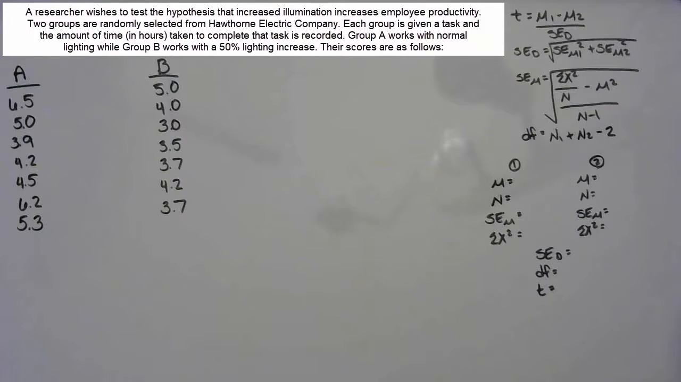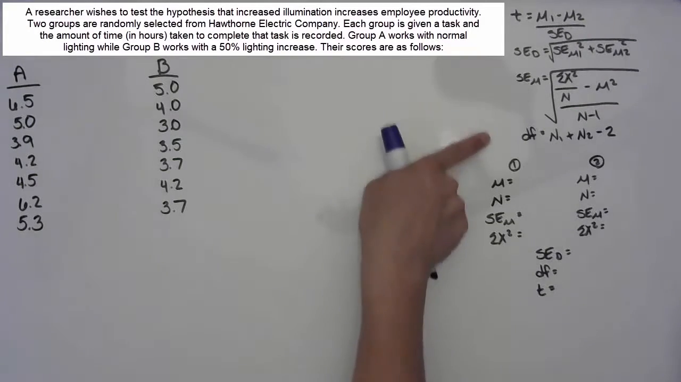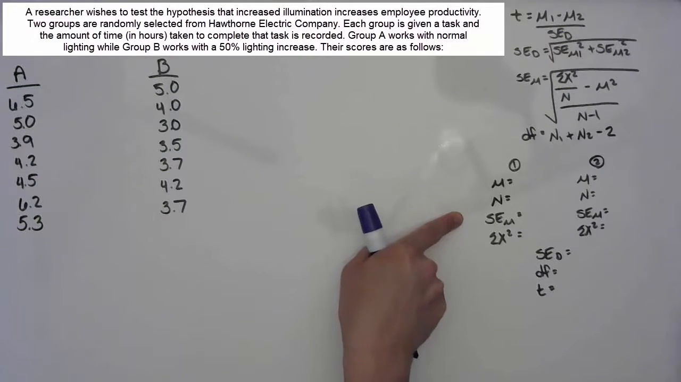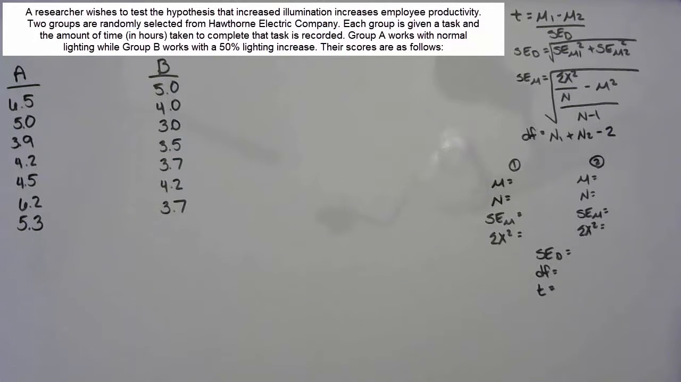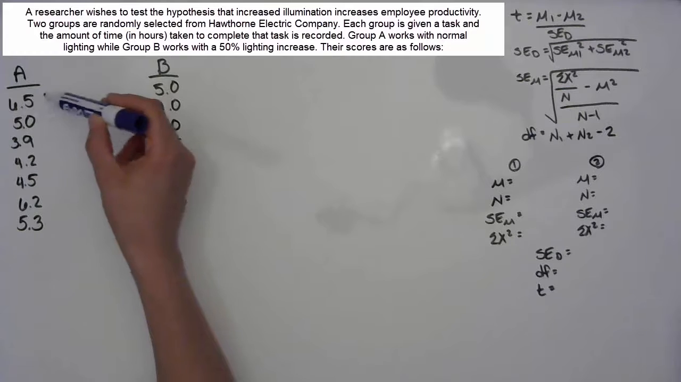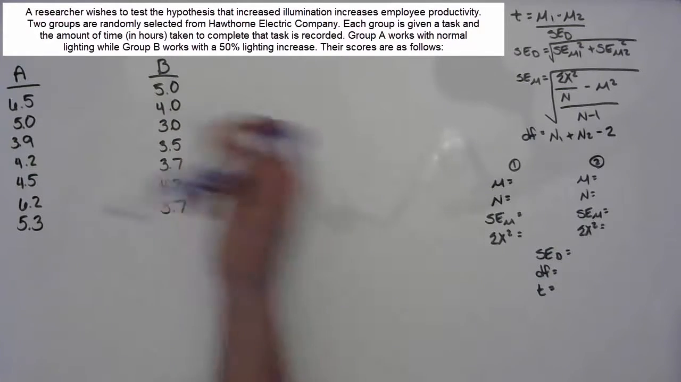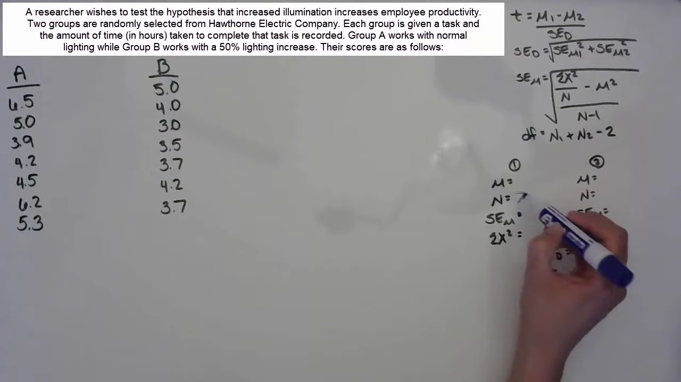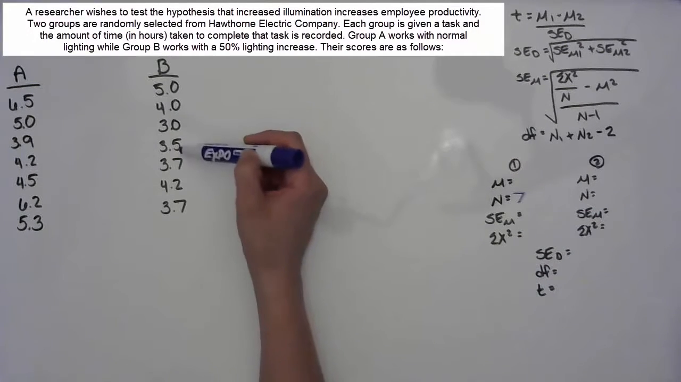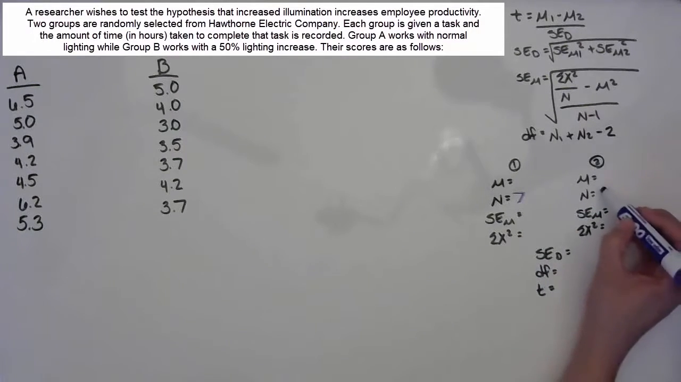Okay, so I have gone ahead and written down all the formulas that we need to solve this independent t, and I've looked through those formulas and seen what pieces we need to plug in. So since we have our data here, let's get started. How many people do we have in each group? In Group A, we've got 1, 2, 3, 4, 5, 6, 7. So that's our N value for Group 1 or Group A. And then for Group B, 1, 2, 3, 4, 5, 6, and 7.